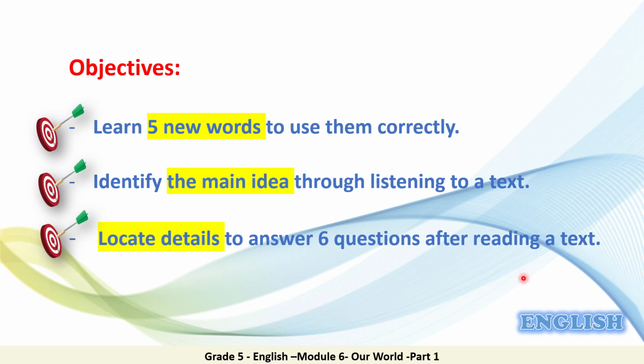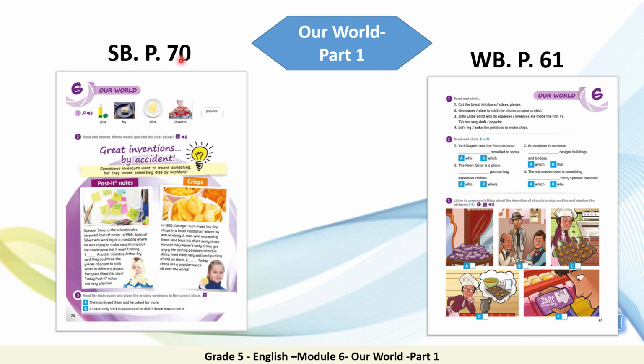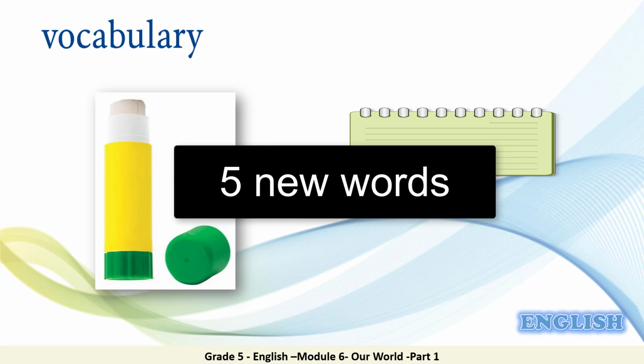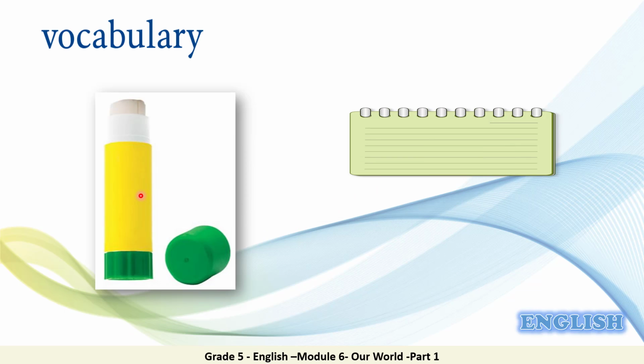Now open your students' books page 70 and workbooks page 61. Let's get started with the first objective, the 5 new words. Look at this picture. I guess all of you know this. This is a glue stick, and our first word today is glue. Example: we use glue to stick paper, and glue here is a noun, right?